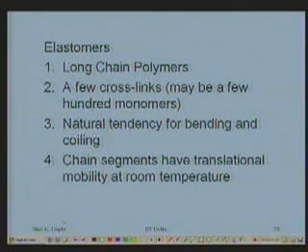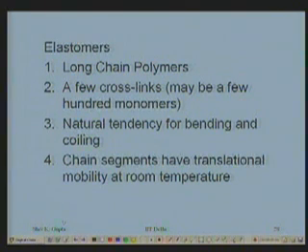It is behaving like an elastomer because of these conditions which I have listed here. It's a long chain polymer, and there are a few cross links, at a distance of a few hundred monomers. Thirdly, the monomer and subsequently these added monomers will form a chain, providing a natural tendency for bending and coiling in the chain.